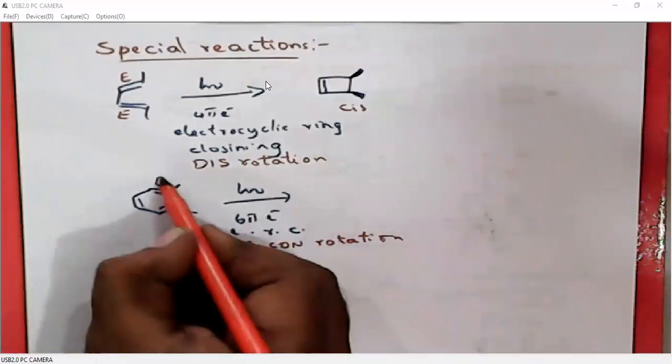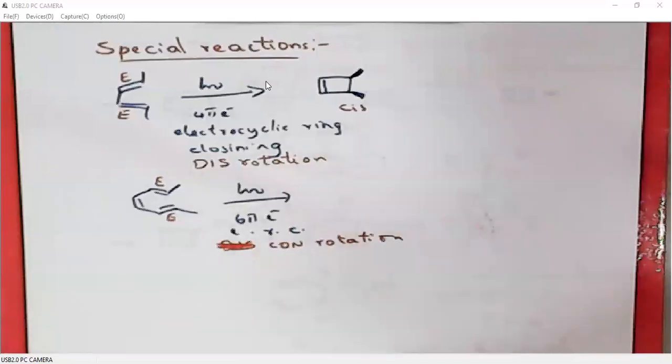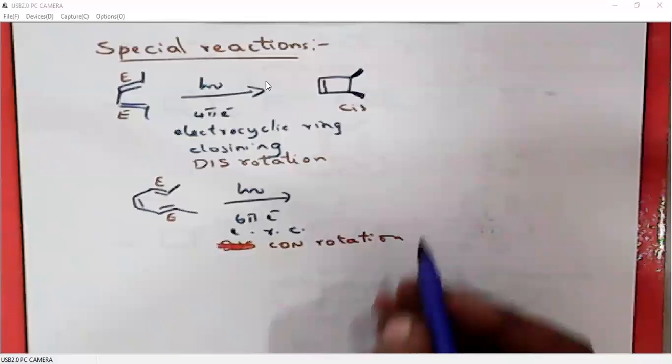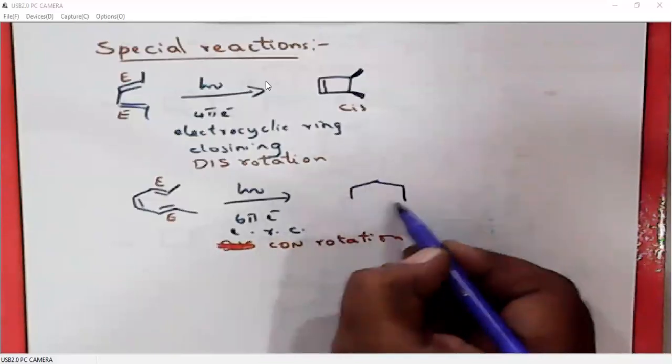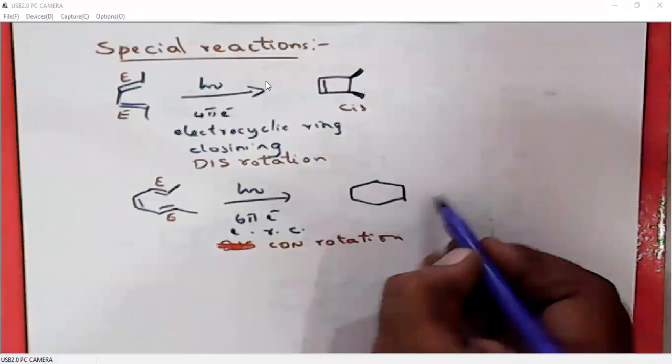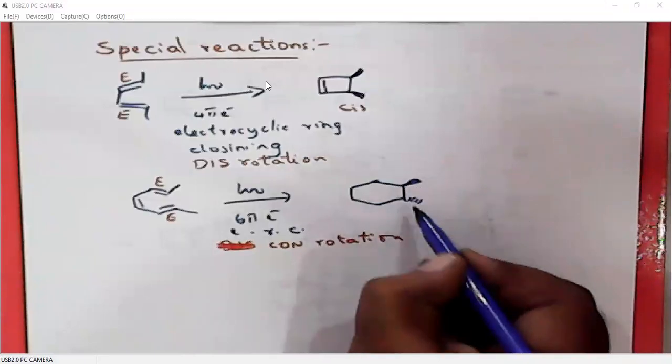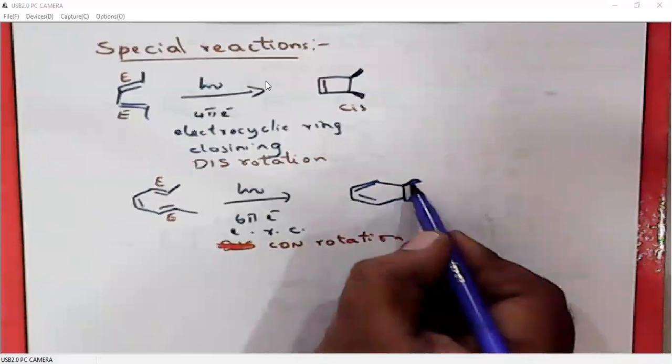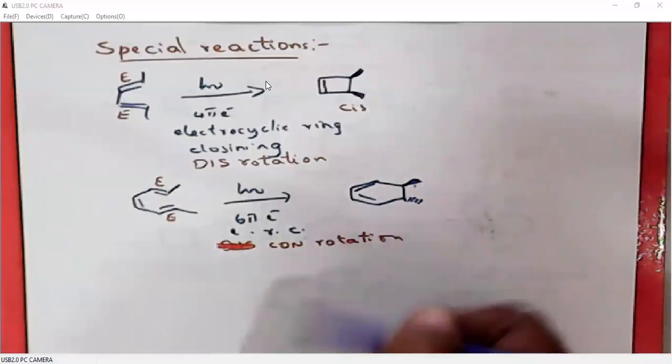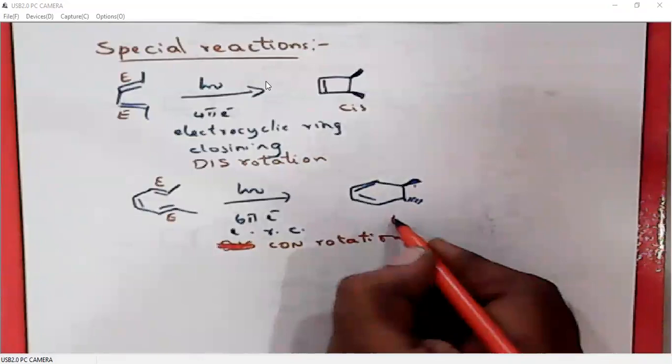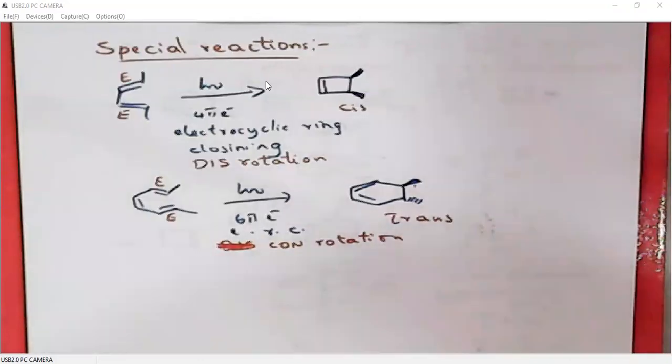And see, these two double bonds have E configuration. Under thermal conditions, because of disrotation, we used to get the cis compound. But under photochemical conditions, it is conrotation, so we must get a trans product. These two substituents are trans to each other. So this is what we need to identify, the differences between thermal conditions and photochemical conditions.